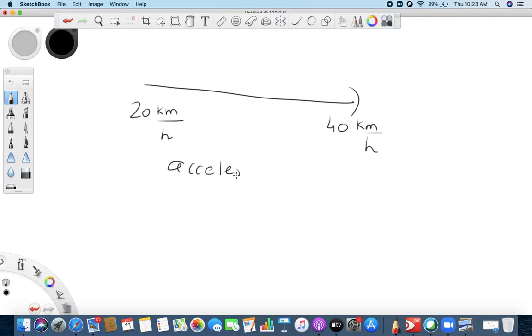If your speed is increasing, let's say you are going at 20 kilometer per hour. After some time your speed increases to 40 kilometer per hour. These are both velocities, right? But how do you name them? Here the speed is increasing, so this is an accelerated motion. Definitely the velocity is changing with respect to time, that's why we call it an accelerated motion.